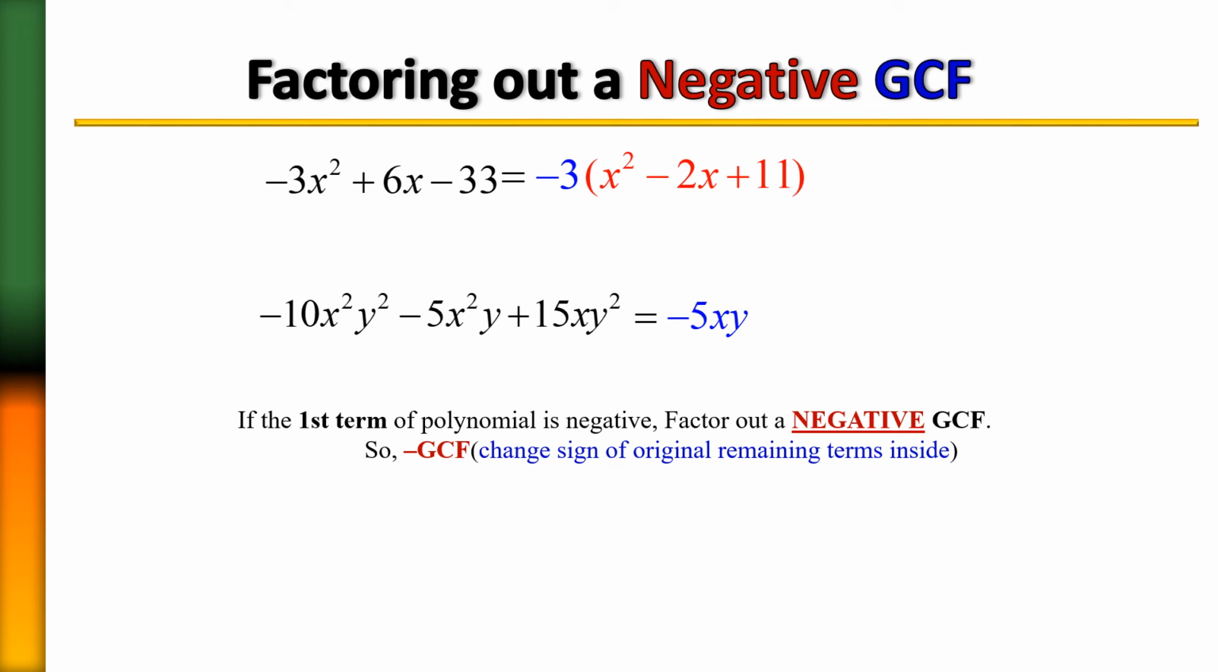And recall, we're going to write what's left in parentheses. So in parentheses, your next sign after the first term will be the opposite of this, so it will be a positive. The last sign in your parentheses will be the opposite of this, which is a negative. So rewrite what's left in parentheses. You can always do the distributive property to check, but again, just keep in mind if the leading term is a negative, then you must factor out a negative GCF.